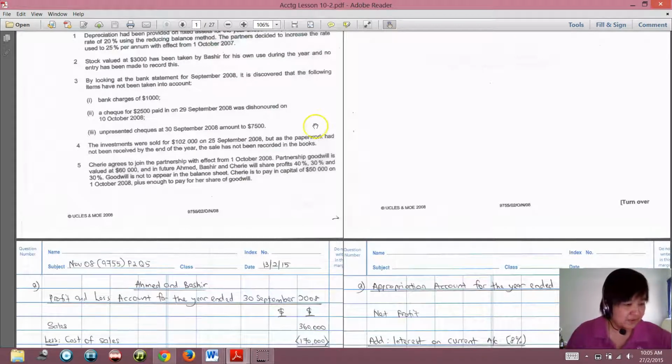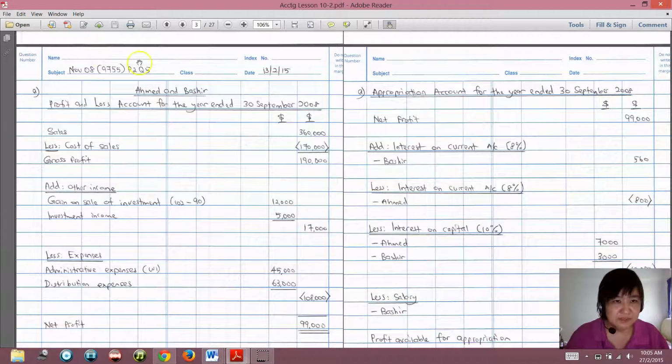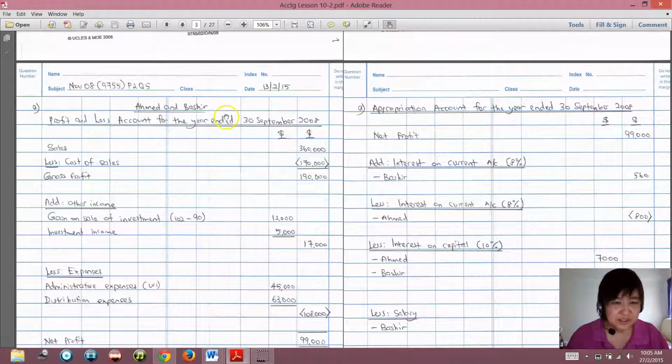So part A of the question says prepare a profit and loss and appropriation account. Okay, so that means now I put here A, Ahmad and Bashir, profit and loss account for the year ended 30 September 2008. Because for profit and loss and appropriation account, in A level you should do it in the statement format, not the T account format. Okay, do it in the statement format. So I would like to spread out. So this one, profit and loss account, then here again A, I'll put appropriation account for the year ended 30 September 2008.